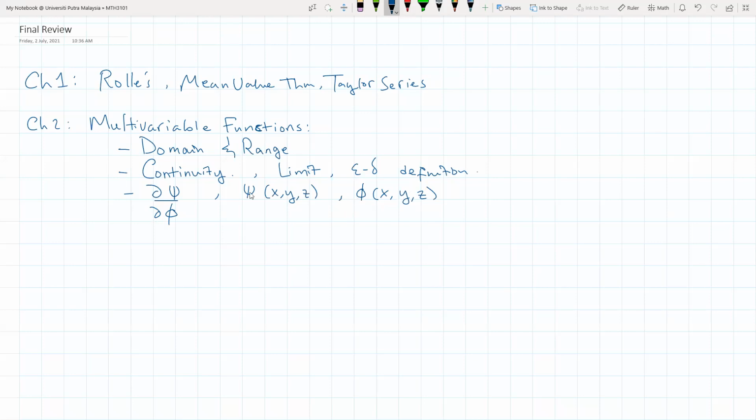Okay, you also, so this is the most important thing in multivariable functions, as well as the limit, but this is the most important thing. And then you also have the tangent plane. This is what you are supposed to do in chapter 1, chapter 2. Tangent plane, and then chain rules.